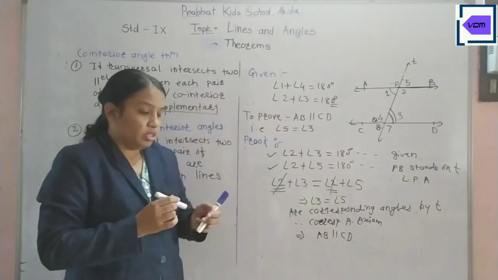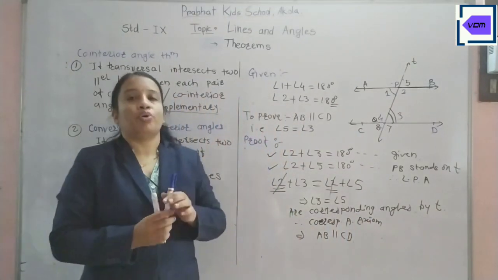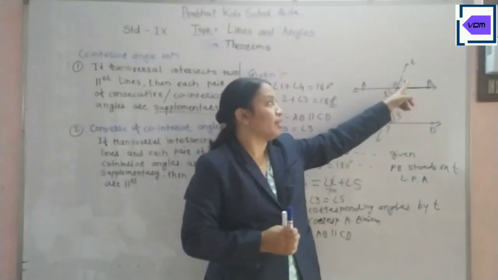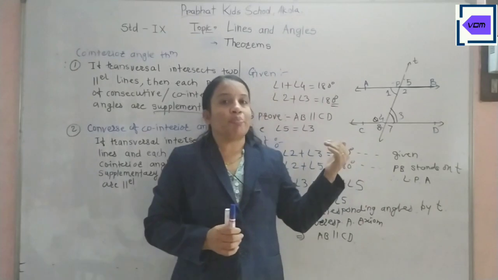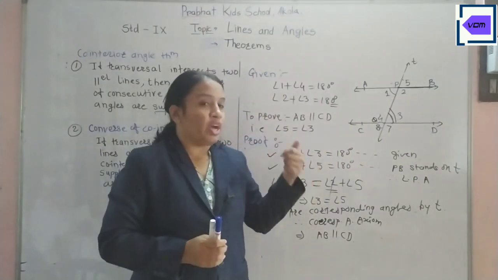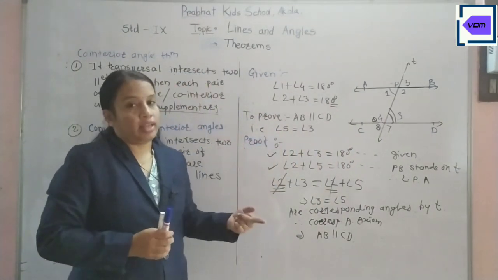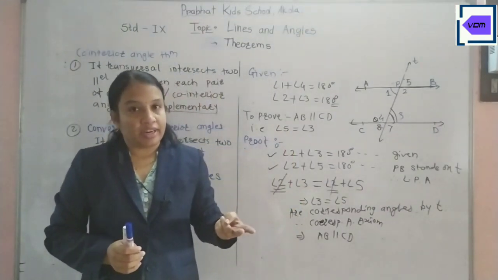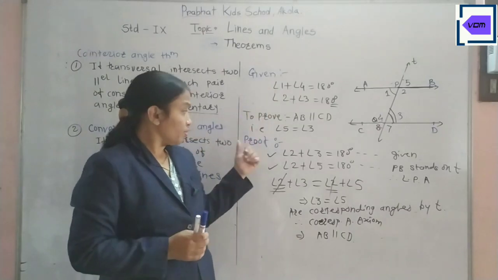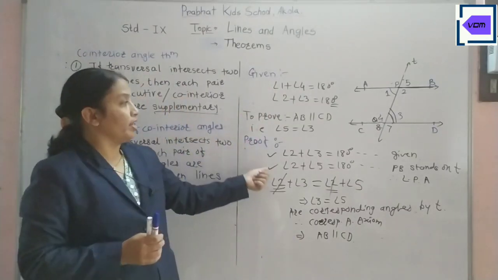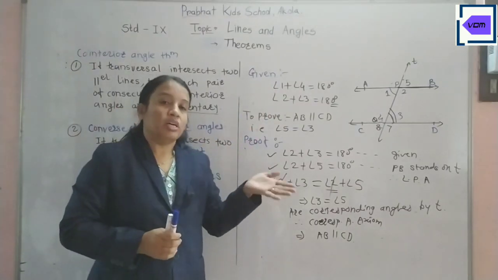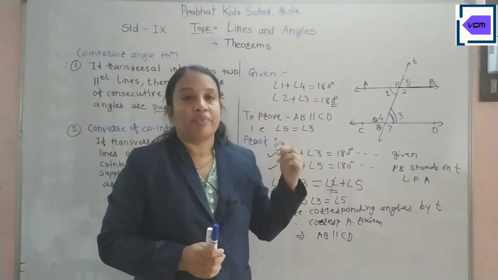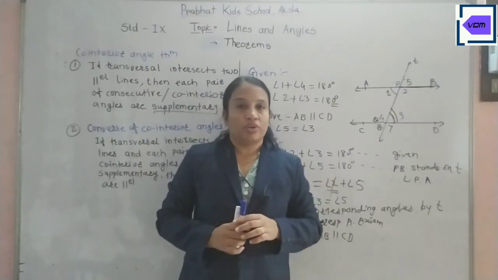Just keep in mind, if you want to prove the lines are parallel, you have to show that their corresponding angles are equal. That is the whole part of the converse. Now, we have seen in this video all the theorems: first, the co-interior angle theorem or interior alternate angle theorem, and the converse of the co-interior angle theorem. So go through it, write it properly, and we will see an example in the next video.